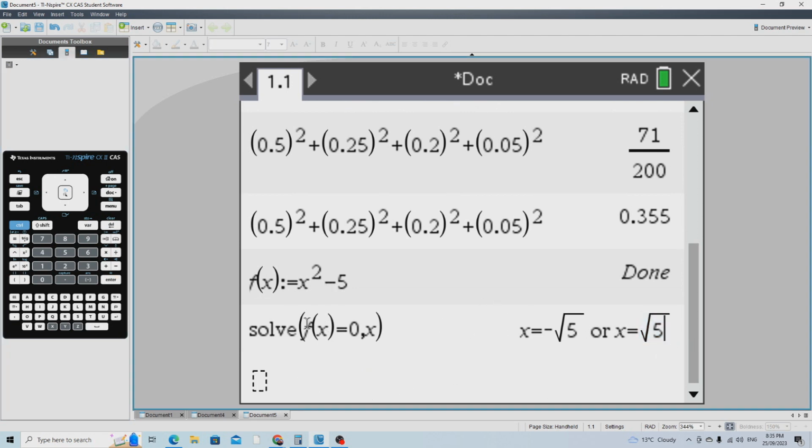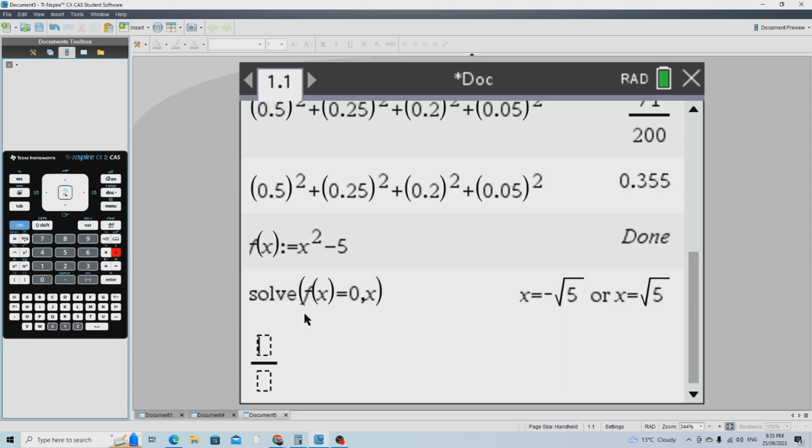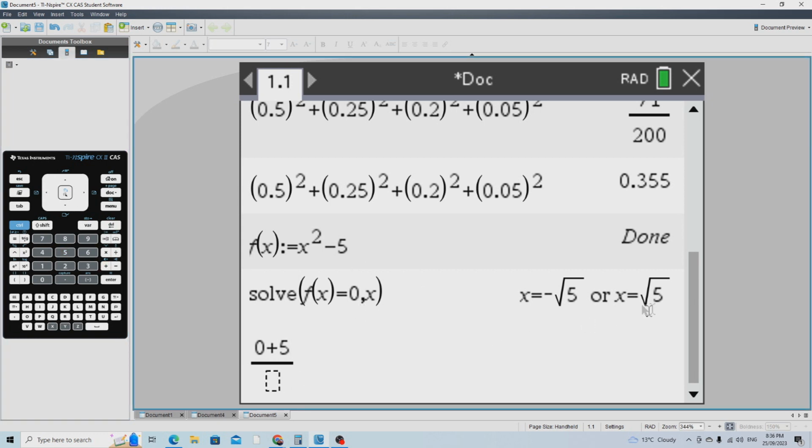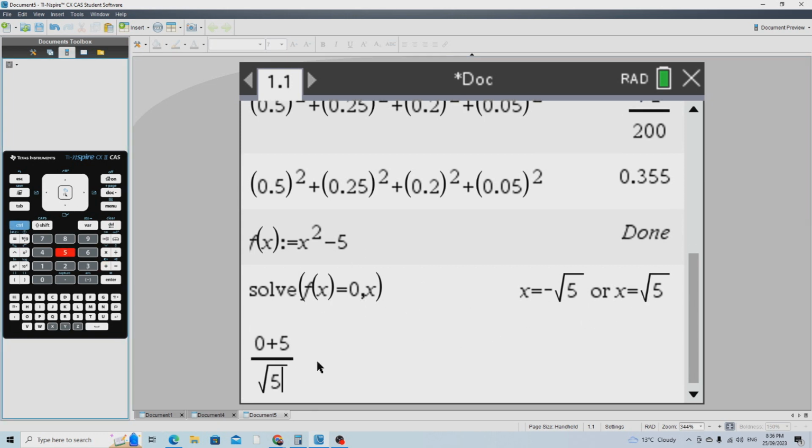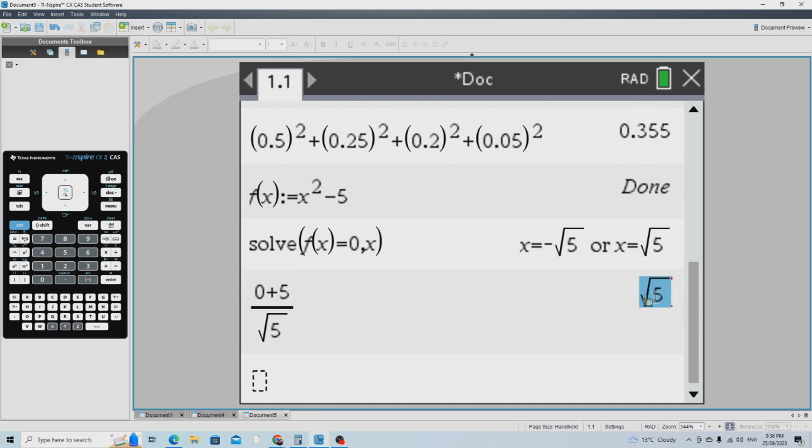And what about its y-intercept? Its y-intercept is just negative 5. So if we finally do a gradient, it will be 0 minus... okay, wait, so there'll be root 5 on 0, and this will be 0, root 5. So the first one will be 0 minus, so it'll be plus 5 over root 5 minus 0, which is root 5. So this is a gradient.